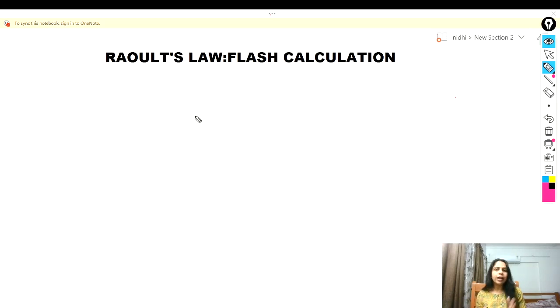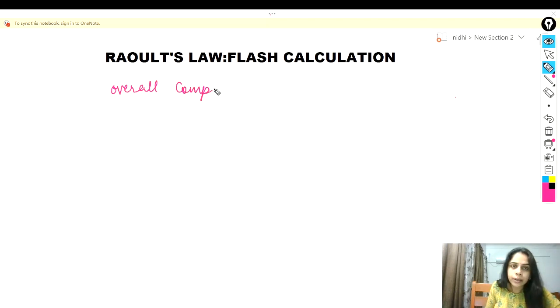So we know that we had drawn the PXY diagram and TXY diagram. In TXY, on the x-axis we have composition x and y, right? And on the y-axis we have T, and similarly with the PXY diagram also. If these parameters are known, then we can find out the equilibrium composition in vapor phase as well as in liquid phase.